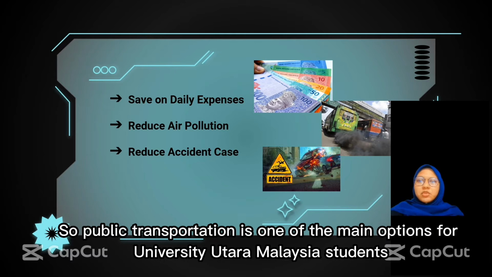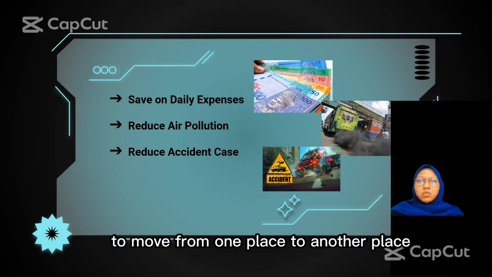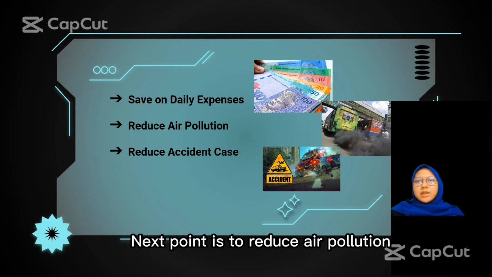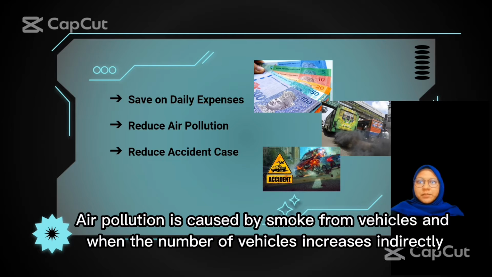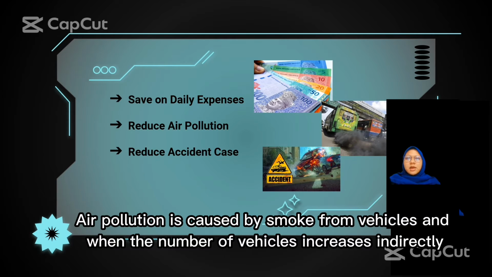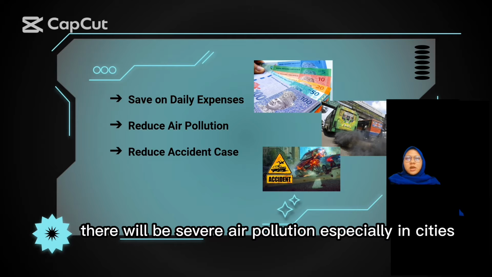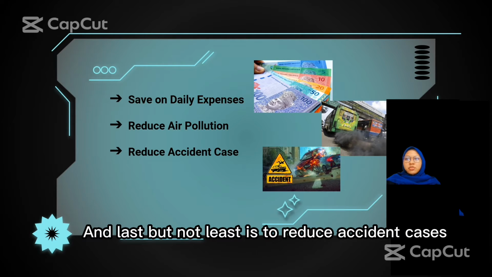So, public transport is one of the main options for Universiti Putra Malaysia students to move from one place to another place. Next point is to reduce air pollution. Air pollution is caused by smoke from vehicles, and when the number of vehicles increases, there will be severe air pollution, especially in cities. And last but not least is to reduce accident cases.